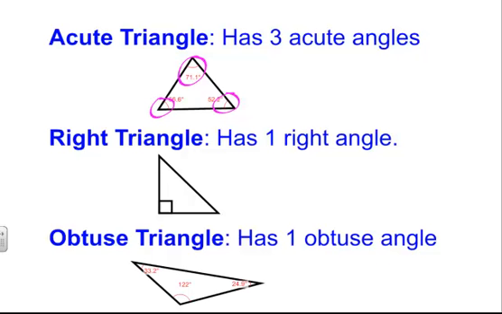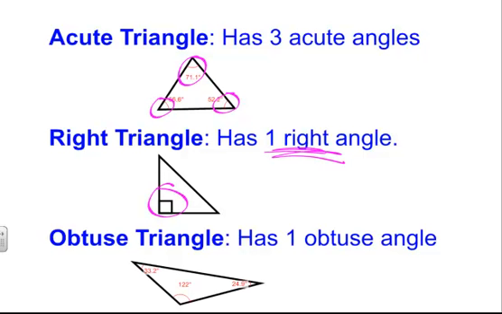Now a right triangle, some people might think, oh, it has 3 right angles. Well, a right angle is 90 degrees, and if you have 3 90-degree angles, that'd be 270 degrees, and that's way too big to be a triangle according to the triangle sum theorem. So a right triangle has 1 right angle. 1 right angle, okay?